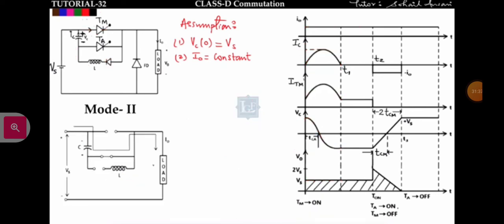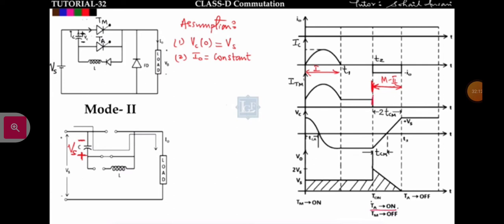Okay, now see mode 2. In mode 2, what am I doing? See, at the end of mode 1, what is the voltage drop across this capacitor? The voltage across this capacitor is from minus to plus, and that is equal to Vs. Now mode 2 will start from here. This is mode 2. Mode 1 is from here to here. So in mode 2, I am triggering the auxiliary thyristor. TA is on at T equal to this much.